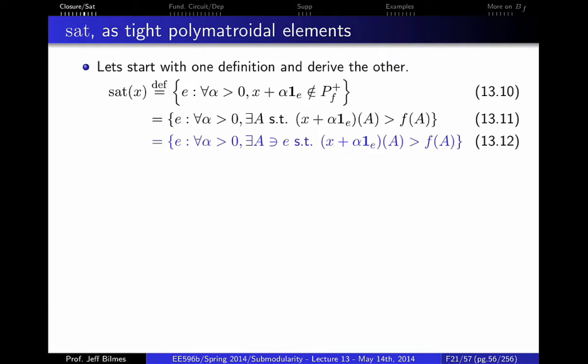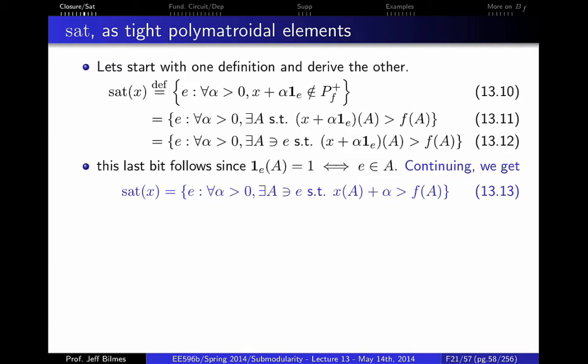Another way of saying that is to add the qualifier that we need to include E inside of A. The reason we need to include E inside of A is that if E was not in A, then that increase according to alpha would just be 0. Because it's alpha times 1E of A, but if A doesn't contain E, then the E direction is not in A, and so we're not summing up that additional increase. So it only makes sense to include E in A.